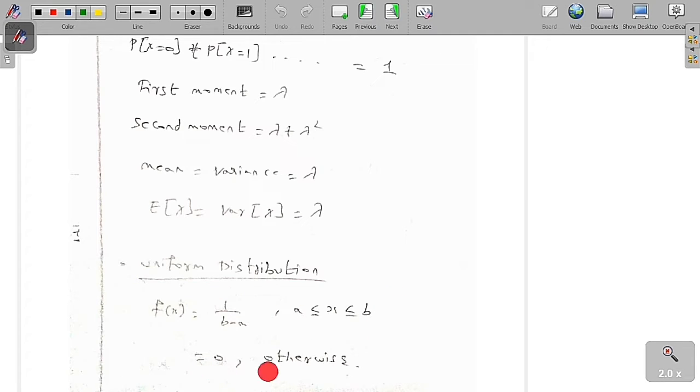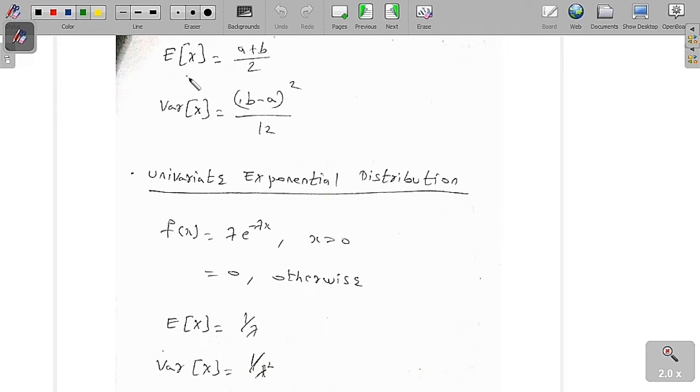In the remaining region it is 0. So the function is defined only in this range, and in the remaining range it is 0. So f of x is equal to 1 by b minus a for x lying from a to b, and is equal to 0 otherwise. This is called the uniform distribution, and the area should always be equal to 1. For this uniform distribution, the expectation of x is equal to a plus b by 2, and the variance of x is equal to b minus a whole square by 12. This is a very important formula that you must always remember.